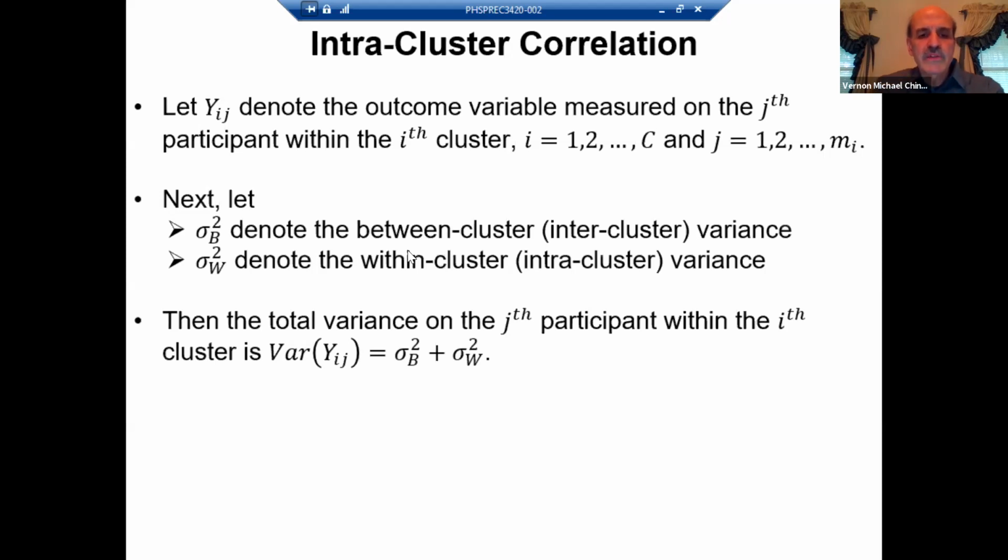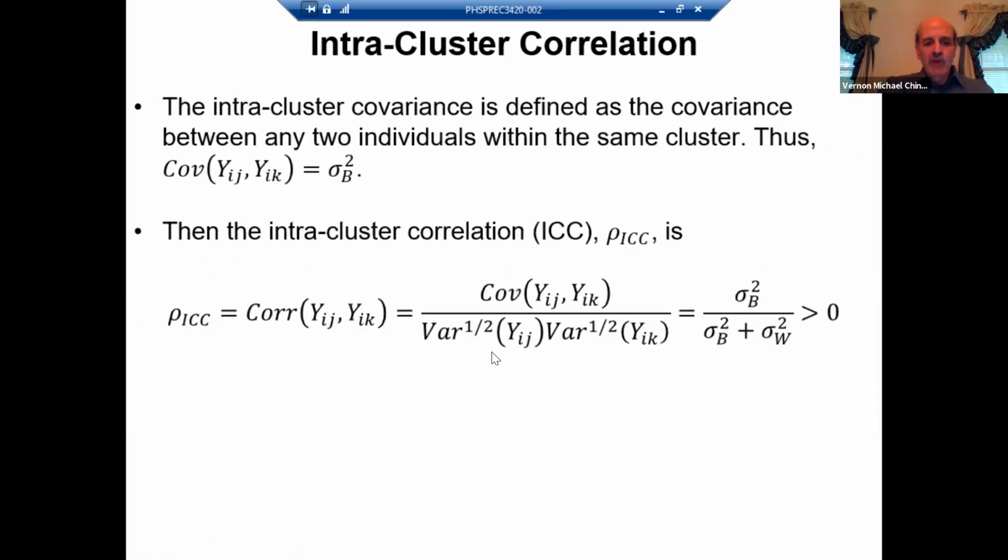So the total variance on an individual comes from these two sources. The variance for the jth participant in the ith cluster is going to be a sum of these two sources of variability, the between cluster variance and the within cluster variance. So why is that important? Well, it's going to lead us to something called the intra-cluster correlation, the ICC.